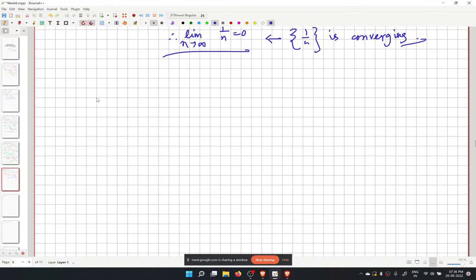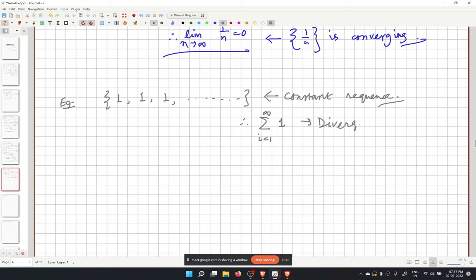And we can give some other examples also. For example, let us take a constant sequence: 1, 1, 1, 1. So this is a constant sequence. Again, the summation of 1 is diverging, but the limit as n tends to infinity of 1 is 1, so the sequence is converging.